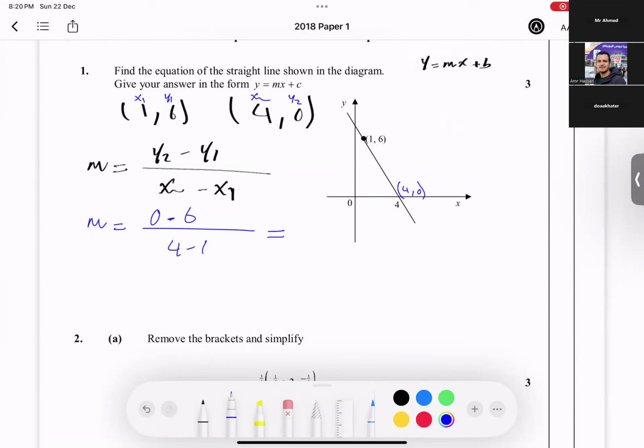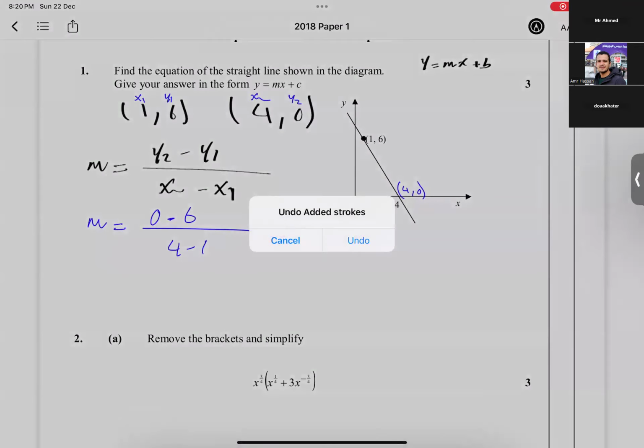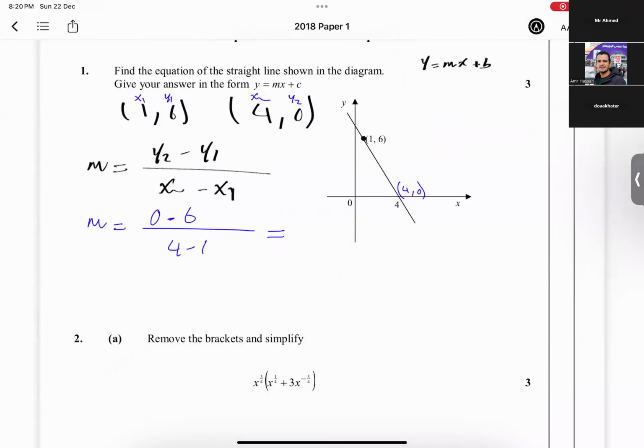This is 6 and negative 3. 6 and 3. So it's going to be negative 2, right? Yeah. Okay. So I got the slope first. It makes sense that we have an order. We need to follow it.